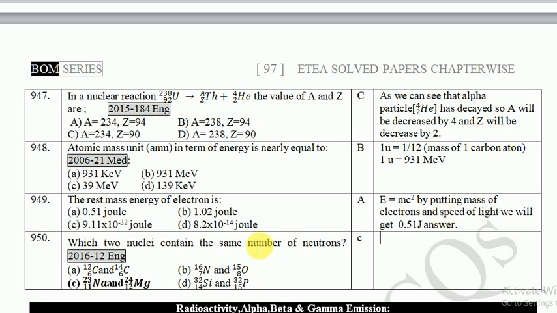Which two nuclei contain the same number of protons? So this is a board option. This might be the answer, but let's check it.